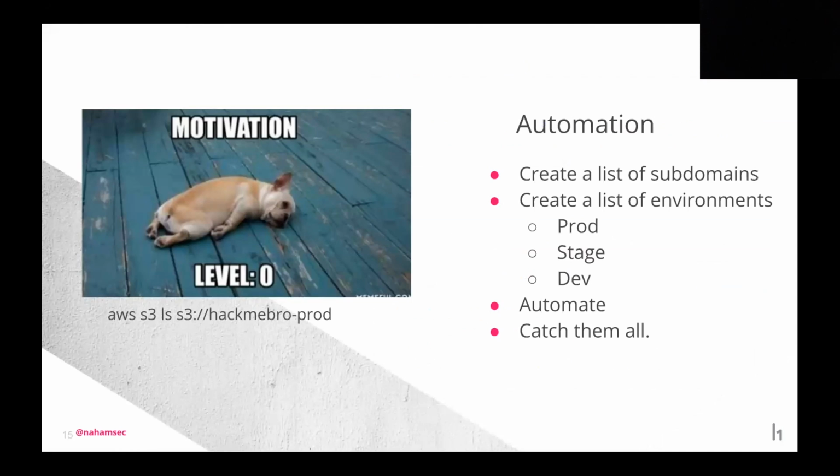Instead of going and trying the AWS CLI and trying a million different patterns, you should automate that work. So how that works is you get a list of subdomains. We already have subdomain brute forces. You take that list, you make another list of different environments or prefixes, so prod, stage, dev, whatever you want to use. You automate it and you catch them all.